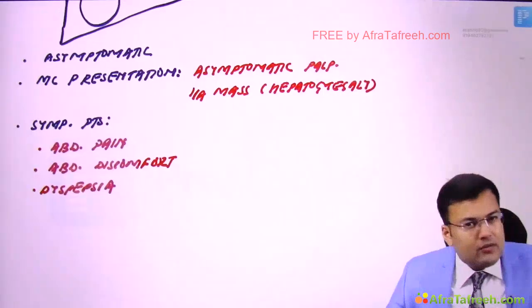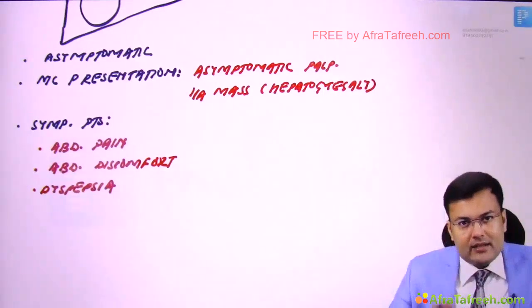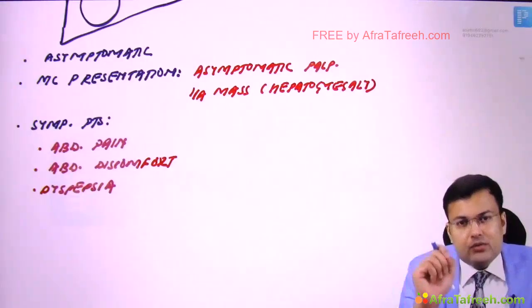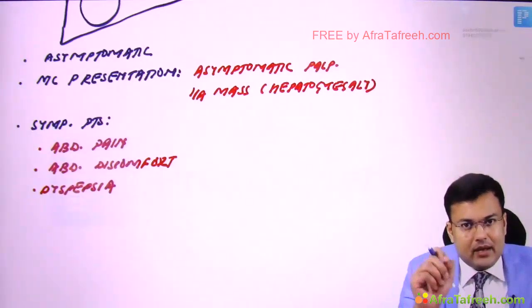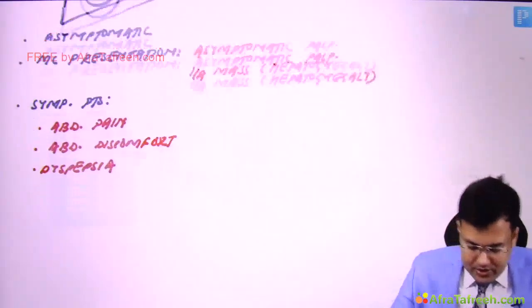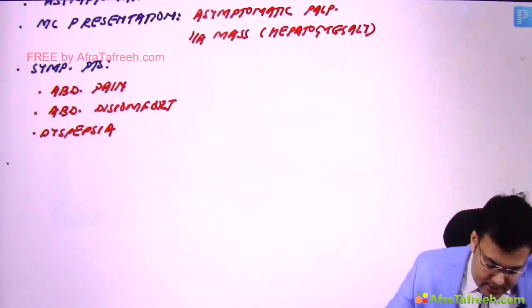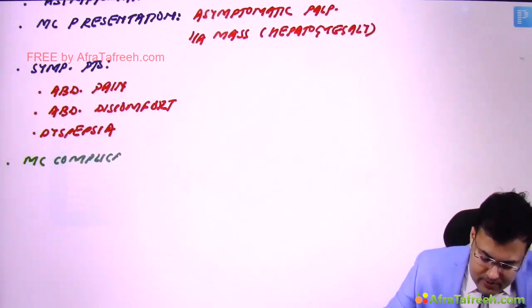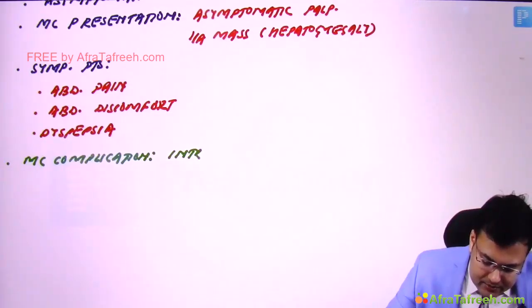Clear? What is the most common complication of hydatid cyst? Sometimes it ruptures into the bile duct, the intrahepatic bile duct. So that is intrabiliary rupture. So the most common complication is intrabiliary rupture.